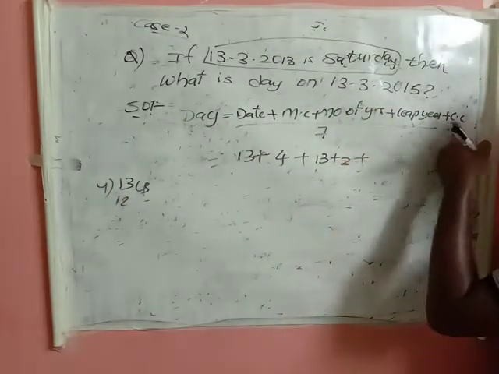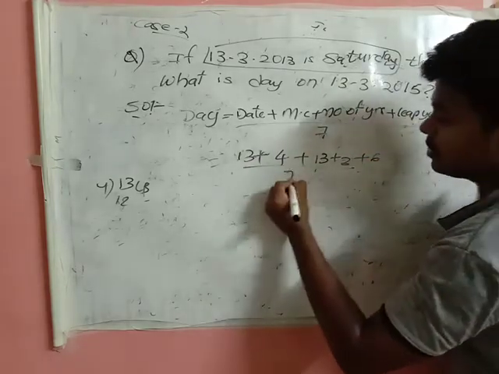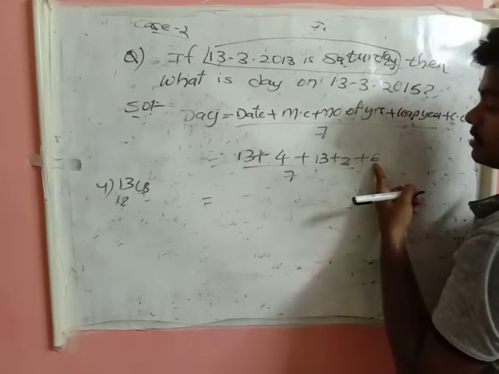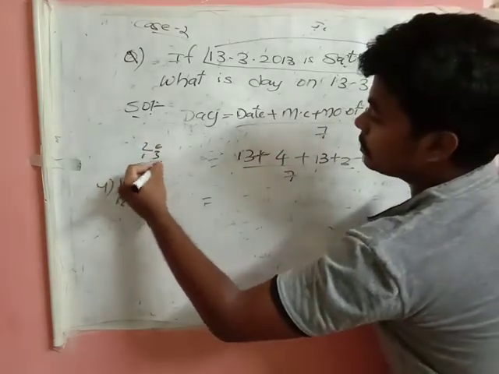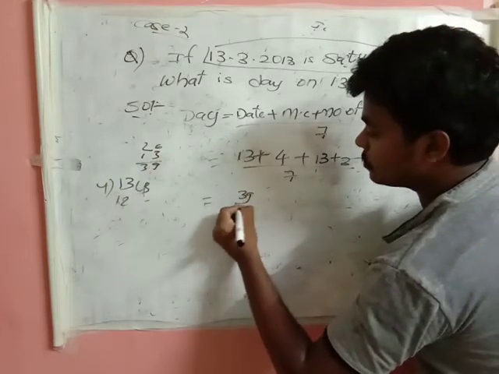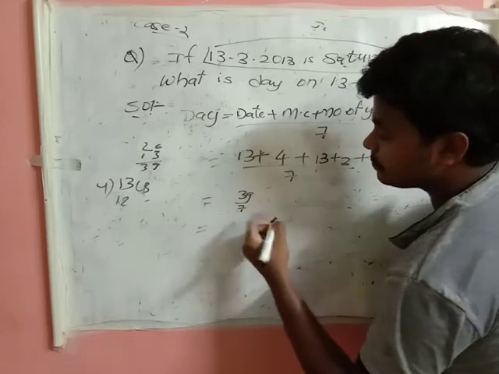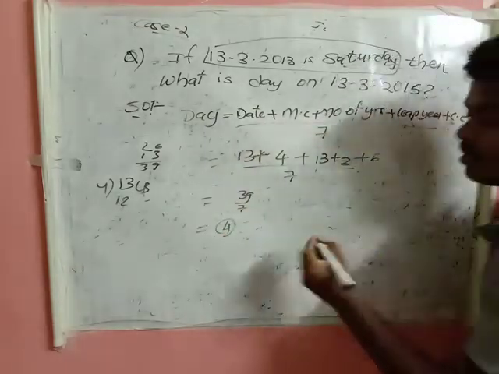Next, century code. What is the century code for 2013? 6. That is divided by 7. So 13 plus 4 is 17. 17 plus 3 is 20. 20 plus 6 is 26. 26 plus 13, you will be getting 39. So 39 by 7. What is the remainder? 7 5s are 35. 4 is the remainder.